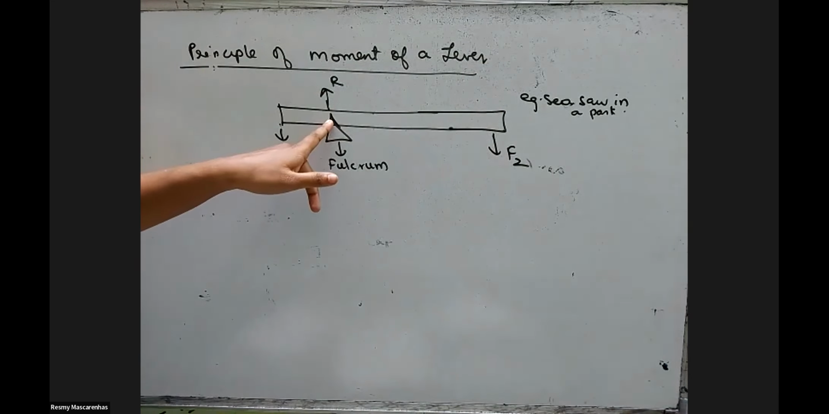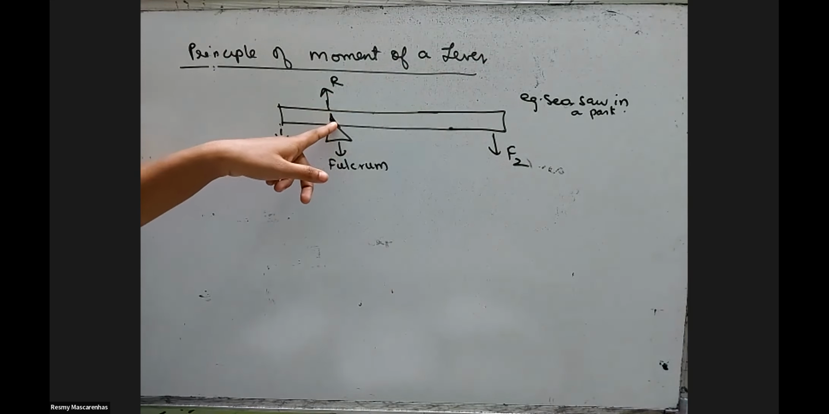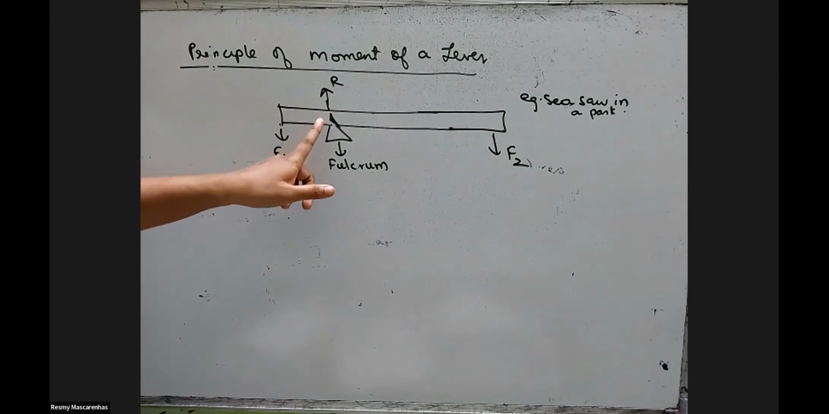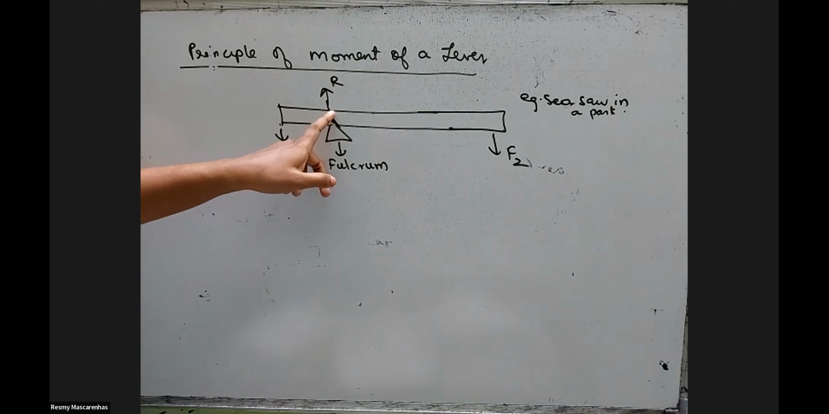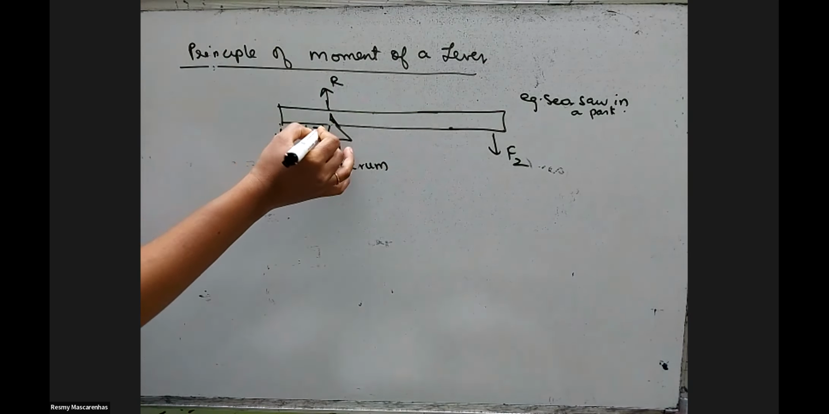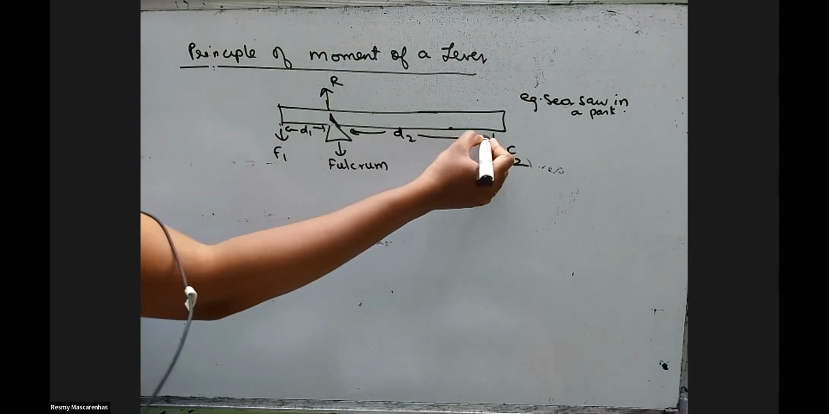So there will be some force created at the fixed point. Otherwise it will never remain here; it will fall on the ground. So there is some opposite force which is trying to balance this, on this fulcrum. Let this distance be d1 and let this distance be d2.